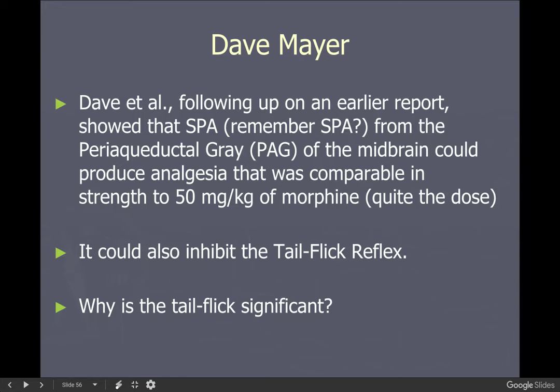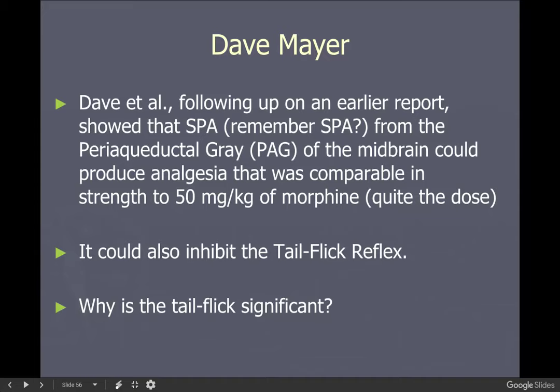Dave Mayer is one of his students. They stimulated the PAG. They produced analgesia that was comparable to 50 milligrams per kilogram of morphine. That is a giant dose. It could inhibit the tail flick test. That's a spinal reflex. You cut the spinal cord, it would still happen.